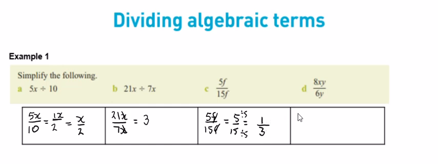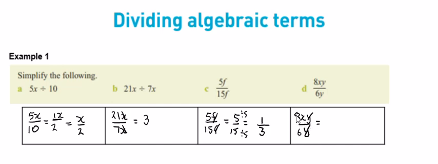And finally, our very last one, we have 8xy over 6y. So let's deal with the algebra. There's a y at the top, y at the bottom, so we can cancel those straight away. We're left with an x at the top, which is fine.